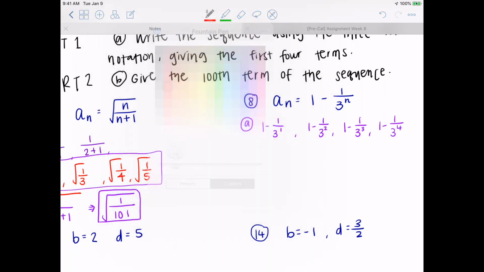Okay, so 1 minus 1 over 3. That means if my 1 becomes 3 over 3, my answer would be 2/3. Okay, this is going to go away, become a 9. And if this becomes 9 over 9, and I subtract across, we get 8 over 9. Okay, so you kind of see a pattern right here.